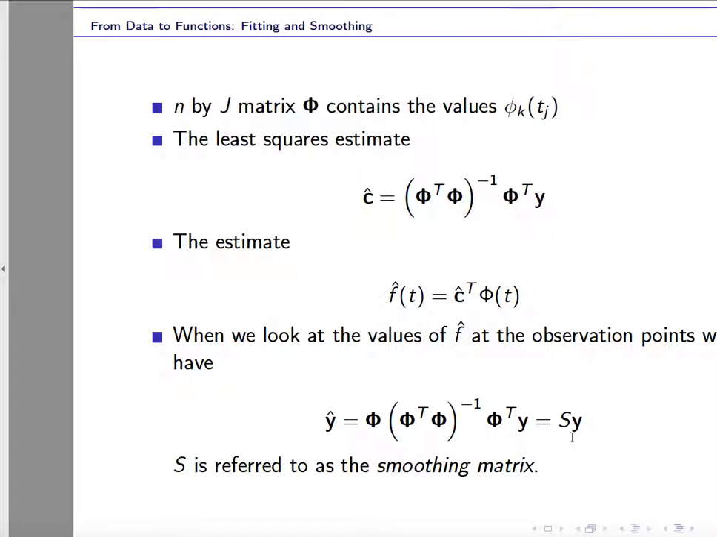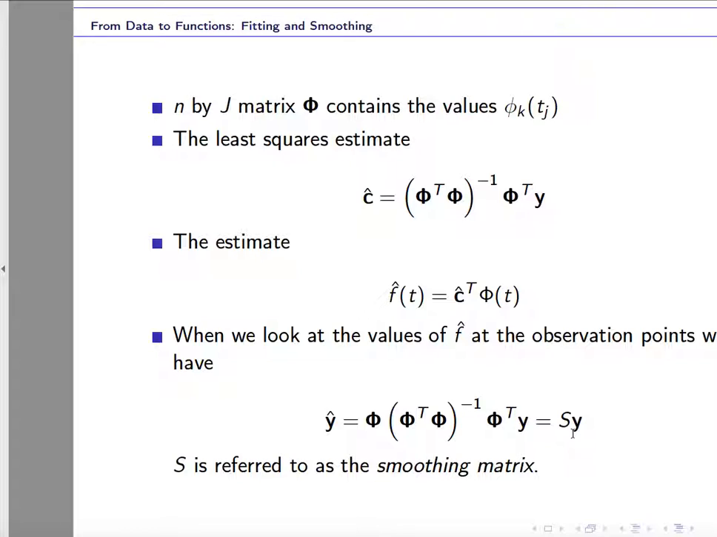For the trace of S, we know the matrix multiplication order cannot be changed, right? But if you take the trace, then you can change the order of the multiplication. Therefore, if you take the trace of these complicated four terms, you can move the phi to the right side, and then suddenly it cancels out and becomes an identity matrix. And the order of the identity matrix will be J, right? Therefore, the trace of the identity matrix is equal to J.